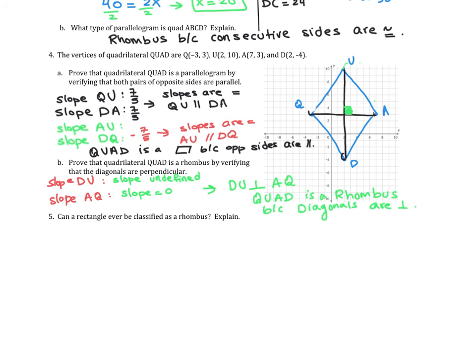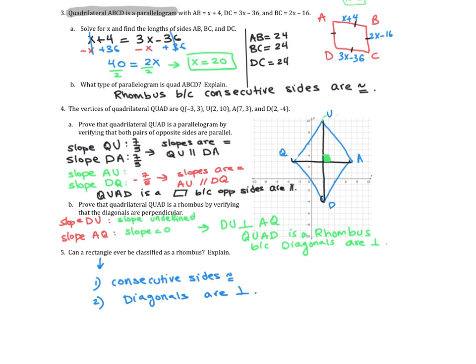So let's move on to number 5. Can a rectangle ever be classified as a rhombus? Yeah, if I have a rectangle and the rectangle has diagonals that are perpendicular, or maybe consecutive sides are congruent, then yes. So sometimes, if I have a rectangle and I can show that either the consecutive sides are congruent, or that diagonals are perpendicular, then yes, it would be a rhombus. So sometimes it's possible if one of these is present. So remember, if I want to prove a parallelogram is a rhombus, it is enough to prove either that the diagonals are perpendicular or that consecutive sides are congruent.